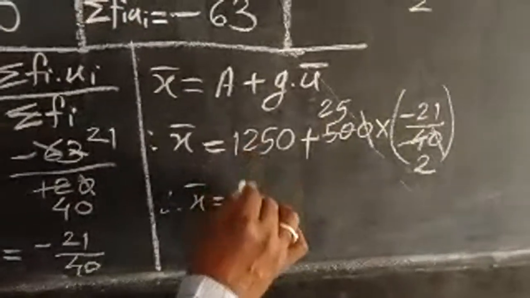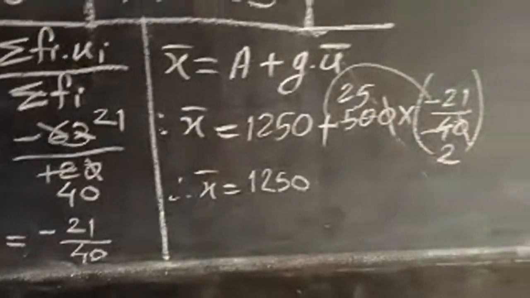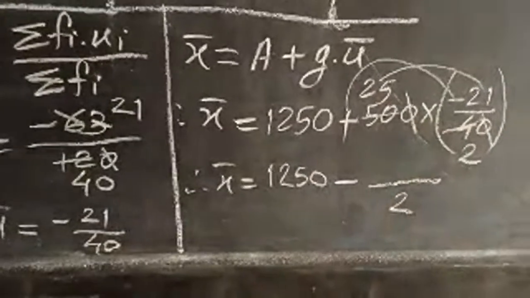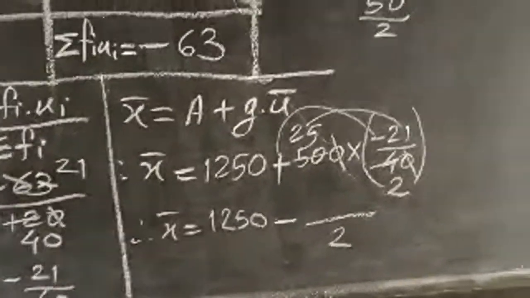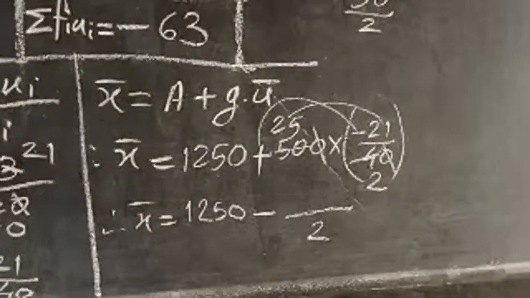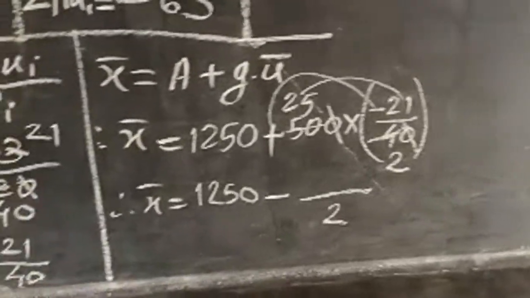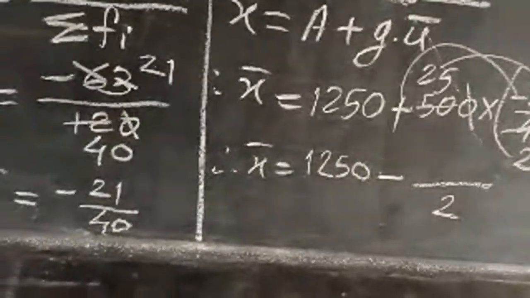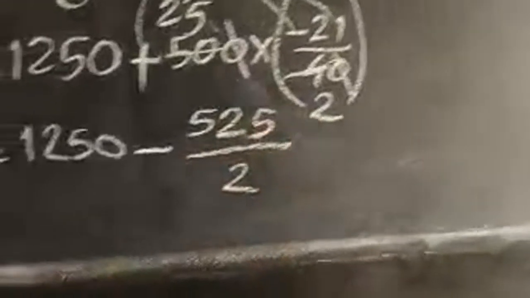X bar is equal to 1250 plus minus; denominator is 2 and numerator is the multiplication of 25 into 21. All students do the multiplication. Is it correct? 525. How many students get 525? Yes, good. 525.